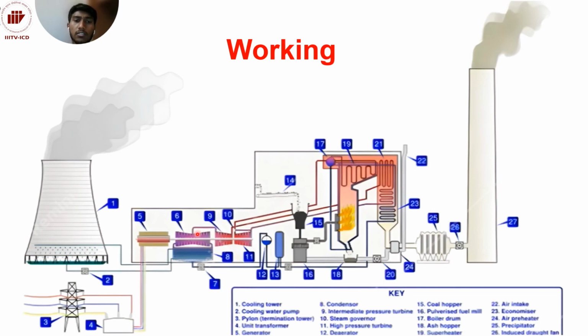So this blade is connected with the shaft of the generator. Here these blades will be rotating and automatically the shaft of the generator starts rotating. As the shaft of the generator rotates, the kinetic energy will be converted to electrical energy. This electrical energy is stored in the powerhouse here.